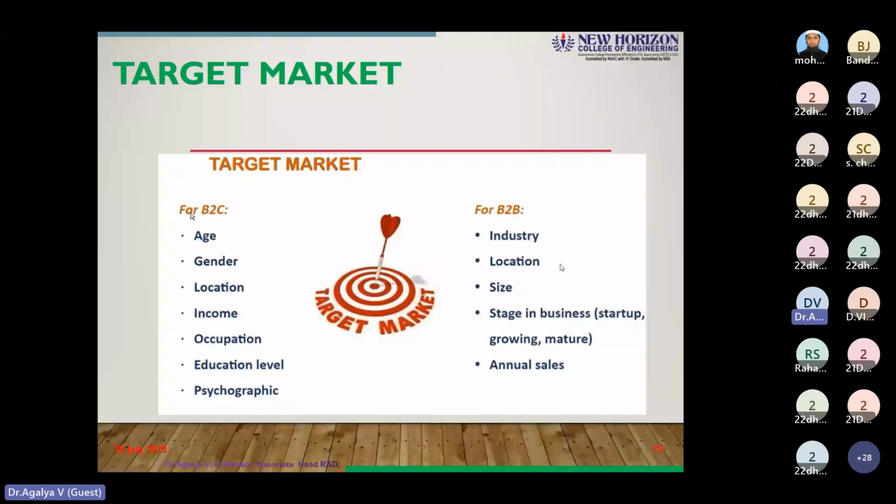So if you are going to support the industry and making a product to give to the industry is sufficient, you can go with B2B. Or if you wanted to interact with the customers directly, then B2C is main. So these are the target markets you have to plan, whether you are going for B2C or B2B.